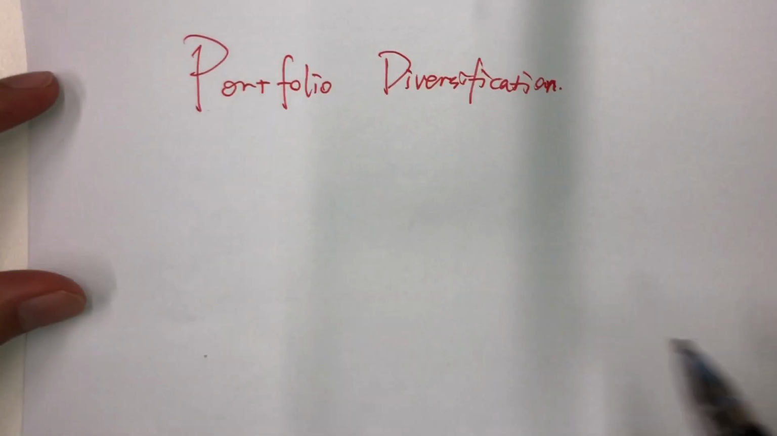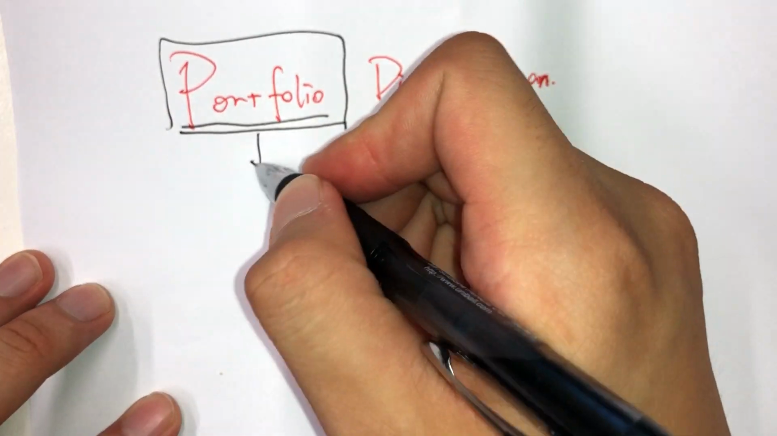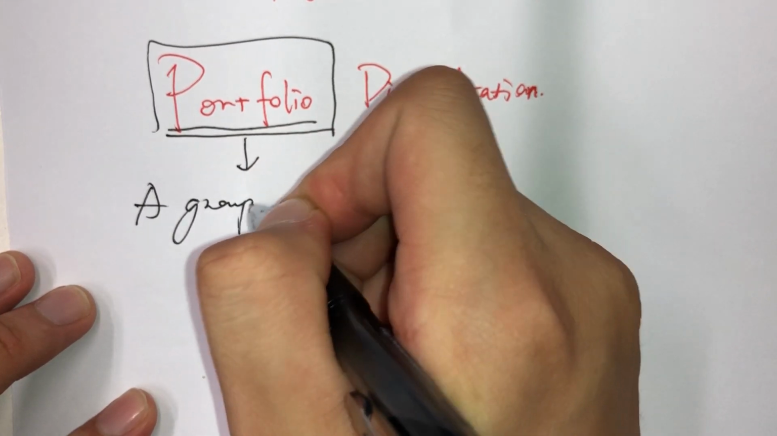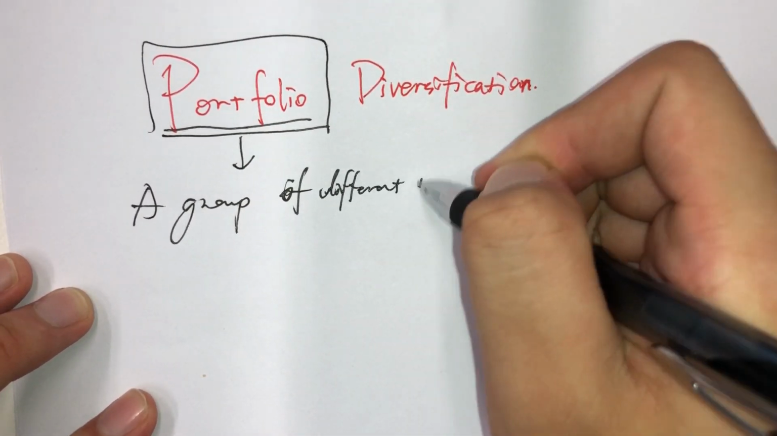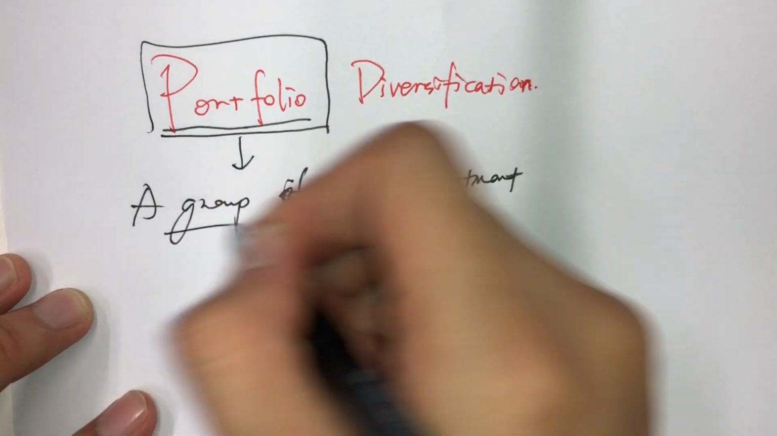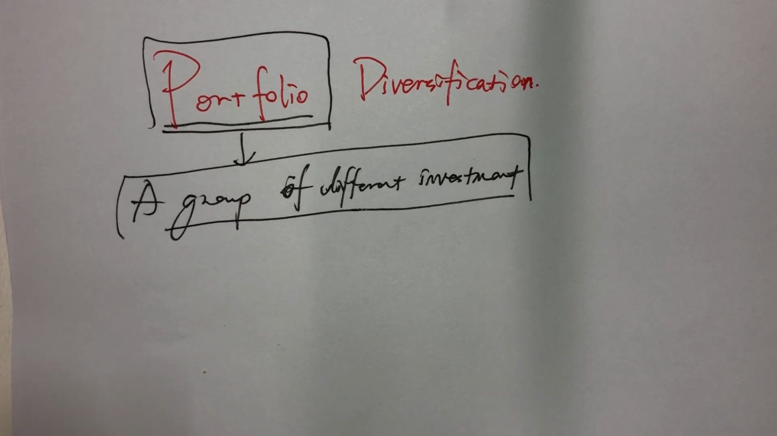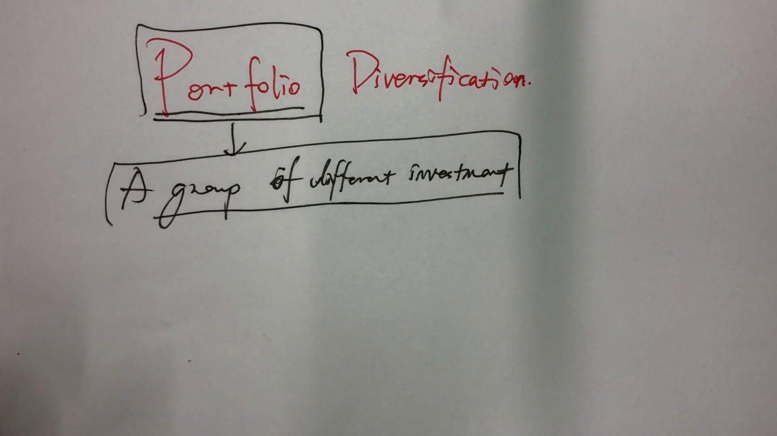So first, let's focus on this portfolio. So what is a portfolio? Actually, a portfolio can be regarded as a group of different investments, okay? A group of different investments. Therefore, by constructing an investment portfolio, what you can achieve, based on other research, is that you can really eliminate parts of your investment risks.